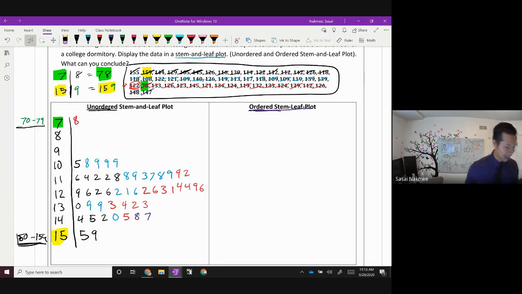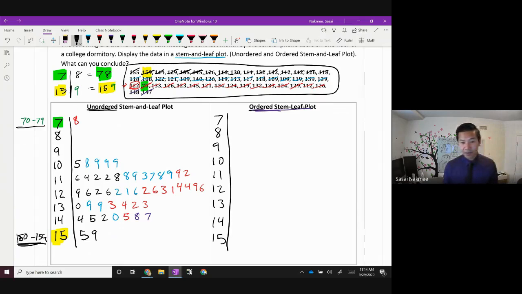Okay. Now, as Luis has been patiently waiting for, right? He's been patiently waiting for this part. We're going to order them now. Okay. So for the ordered stem and leaf, I write those numbers down again. 7, 8, 9, 10, 11. It bothers me a little bit that they're not lining up. So give me 1 second. I know that's not important, but 7, 8, 9, 10, 11, 12, 13, 14, 15.